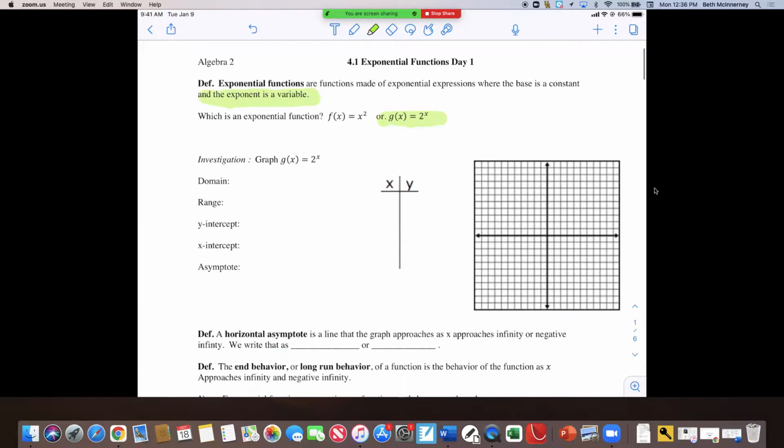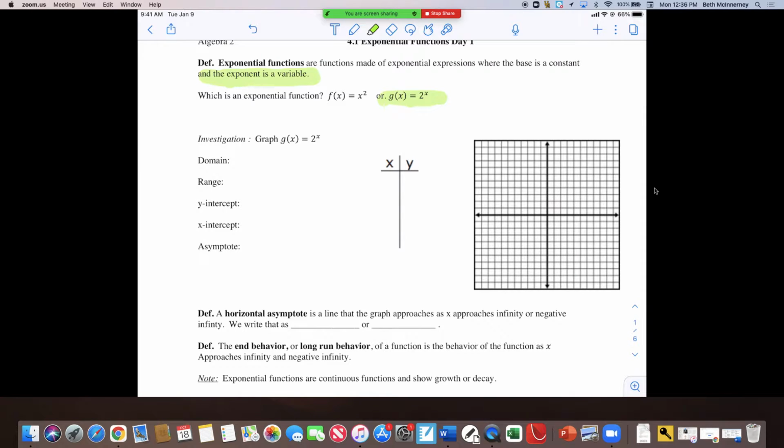So we're going to do a little investigation here. And we are going to look at 2 to the x. And that's called a parent function. And here's the good news. We're going to go back through all of those transformations. We're going to start those tomorrow, and we're going to go nice and slowly through this topic.